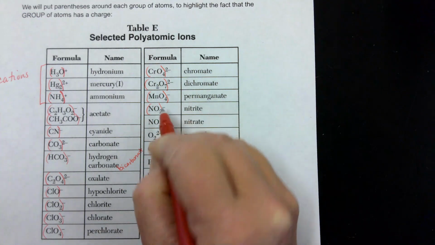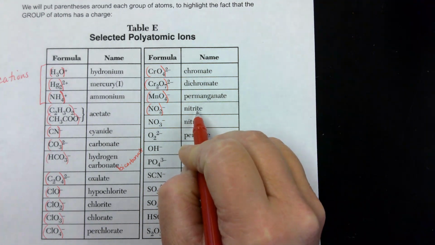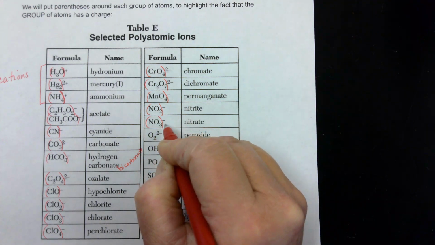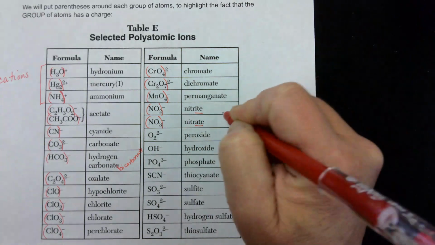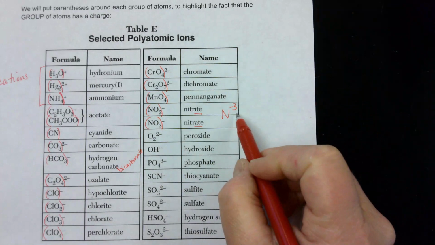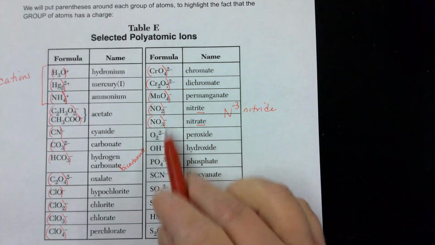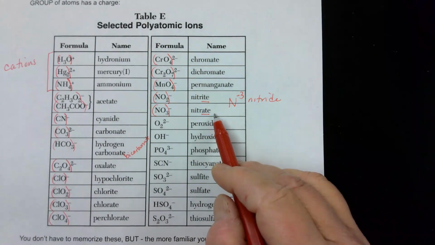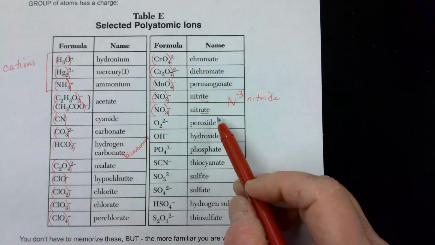NO2 overall with a -1 is nitrite. We saw that on Model 1 just a moment ago. NO3 overall with a -1 charge is nitrate. Different from when we had N, just the monatomic ion that we saw a few minutes ago. This was nitride. So not a polyatomic ion, but the names are also similar, but they have a different ending, and that ending is important.